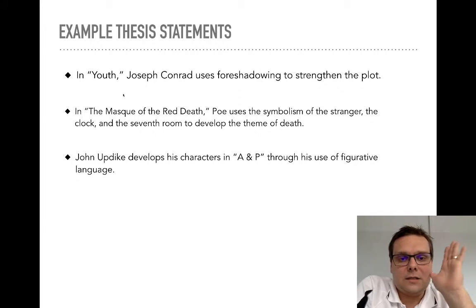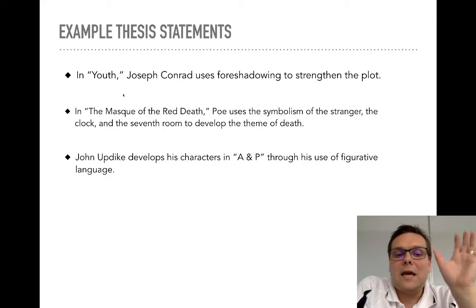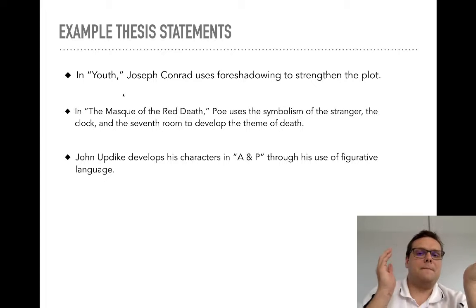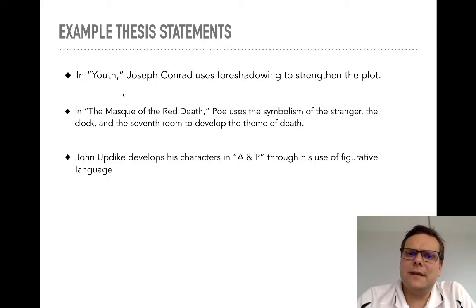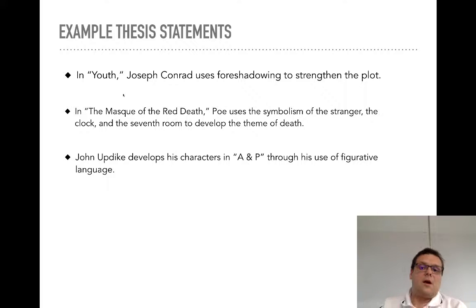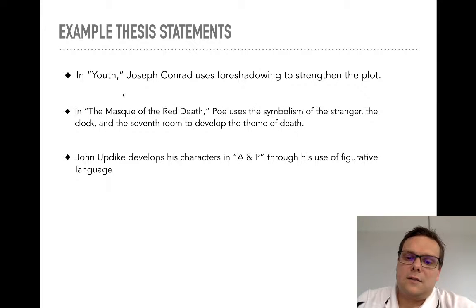And here are 3 example thesis statements. The first one is, in Youth, Joseph Conrad uses foreshadowing to strengthen the plot. That's a bit of an explanation. They're going to explain how Joseph Conrad in the book Youth has foreshadowed. In The Mask of the Red Death, Poe uses the symbolism of the stranger, the clock, and the 7th room to develop the theme of death. So that is another one, where you're explaining how symbolism works. And John Updike develops his characters in A&P through his use of figurative language. Again, a bit of an explanation and a little bit of analysis.